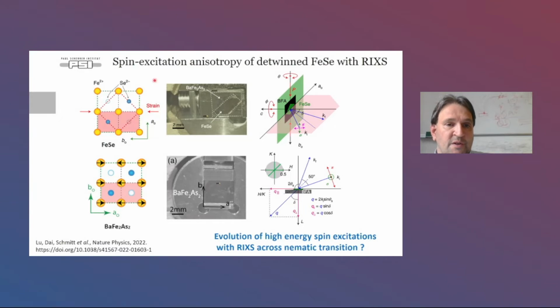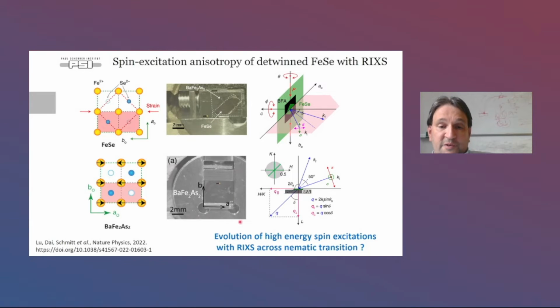So now I dive directly into the study of detwinning iron selenide and doing the RIXS investigation on it. You see the devices which we are using are exactly the same devices as used previously with inelastic neutron scattering. So we glue our iron selenide onto barium iron arsenide, detwin the barium iron arsenide. By this we indirectly detwin iron selenide. And we have now made a RIXS comparison study between the barium iron arsenide and the iron selenide.